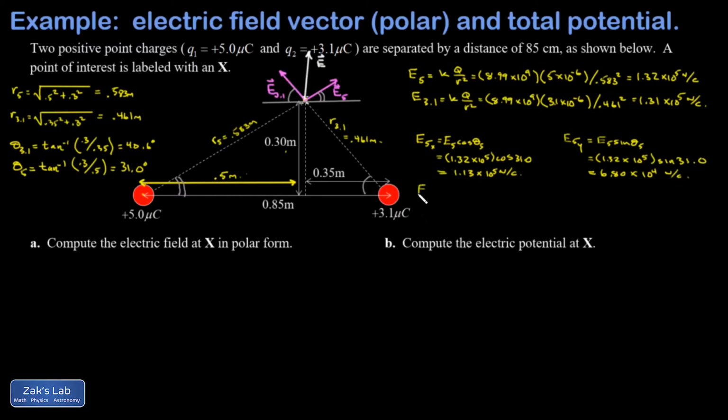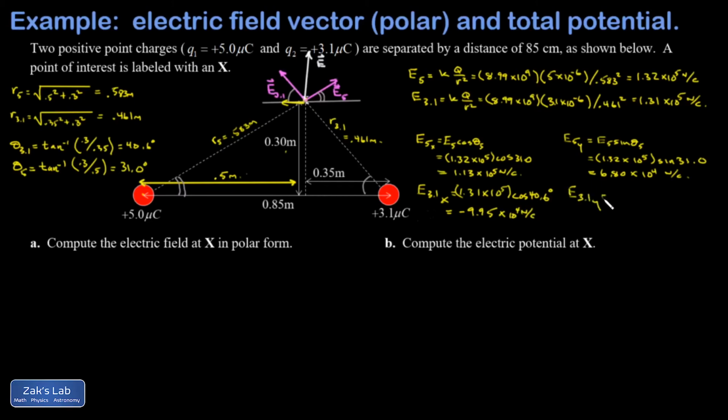Then I get to the components of the other electric field contribution. E3.1x is 1.31 times 10 to the 5th times the cosine of 40.6 degrees. But if I look at the picture, I see that that component is pointing to the left. So we better make sure we end up with a minus sign in our final answer. And this comes out to negative 9.95 times 10 to the 4th newtons per coulomb.